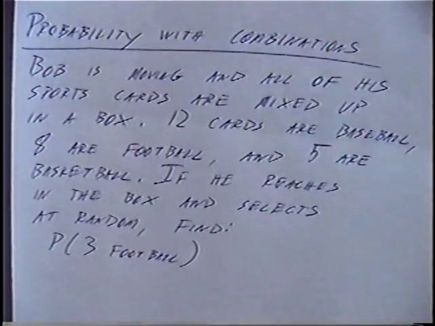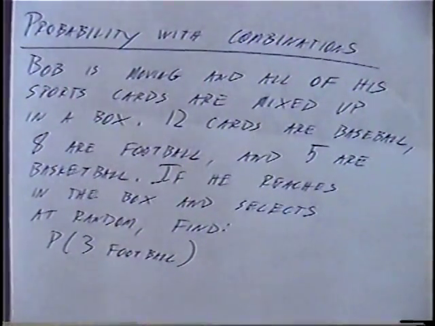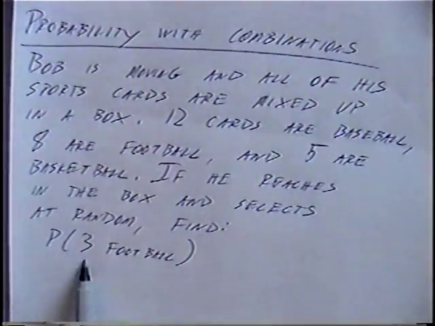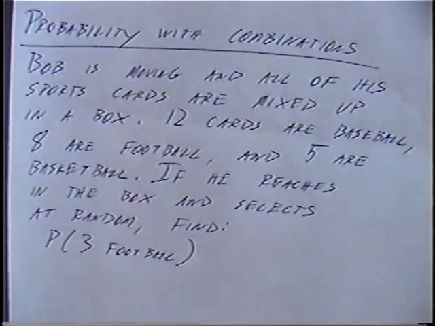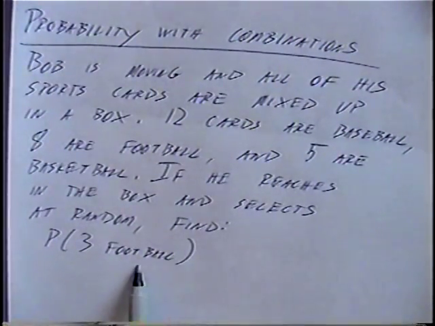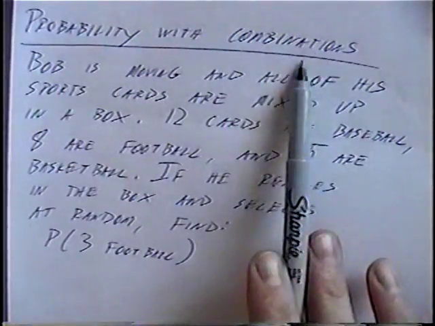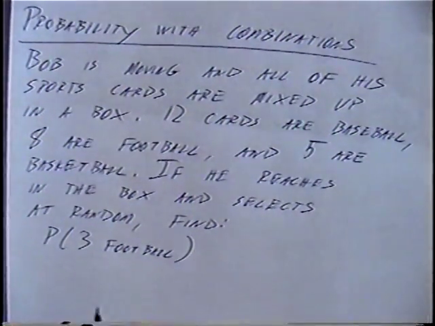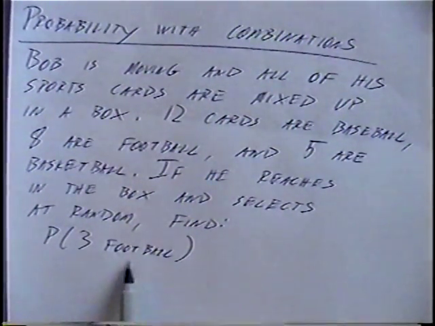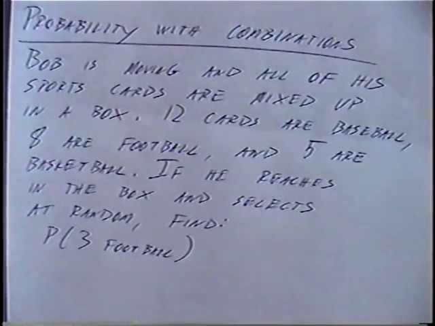For this problem, we'll be using combinations. When Bob reaches into the box and picks out 3 football cards, we're doing multiple events. Combinations are for multiple events where the order does not matter. It does not matter which football card he pulls out first, just as long as he pulls out 3 football cards.